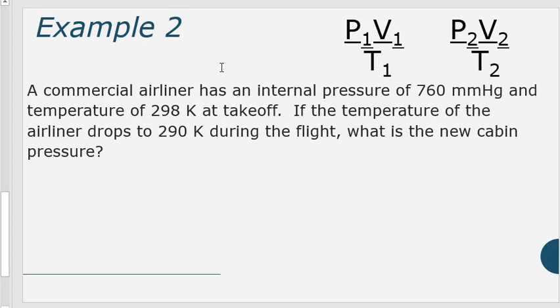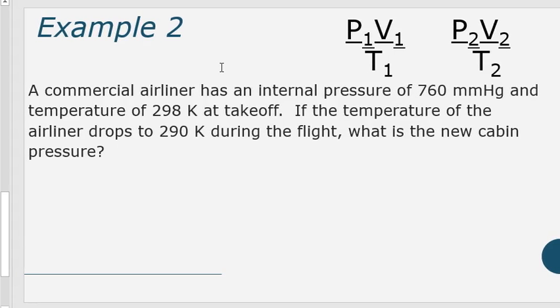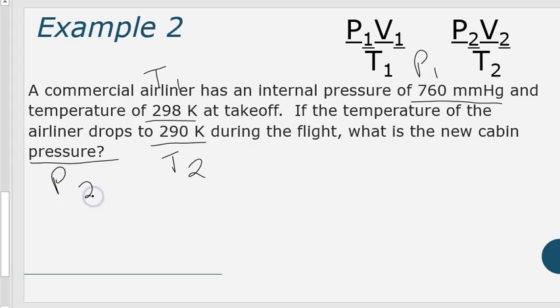Okay, they give us lots of stuff here, so let's underline and figure out. What is 760 millimeters of mercury? Well, remember that's a unit for pressure. So I'm just going to put P1 since it's the first one they give us. And temperature of 298 Kelvin, so that's T1. And then it tells us that the temperature drops to 290 Kelvin, and that's T2. And then they're asking us for the new cabin pressure, which would be P2.